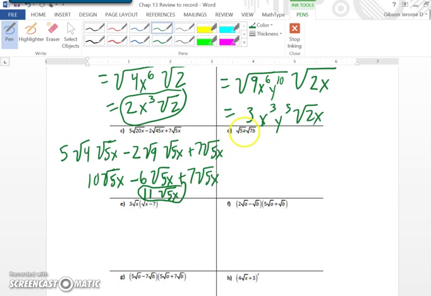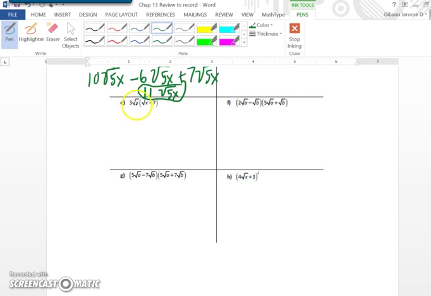So your final answer here would be 11 times the square root of 5x. Now we come here to D. We have a square root times a square root. Since they have the same index in the square root, you can multiply them into one square root. 5 times 7 is 35, and the square root of A times the square root of B would just be the square root of A times B. So this is the final answer to D. Are there any questions on A, B, C, or D? Okay, now we come to E.